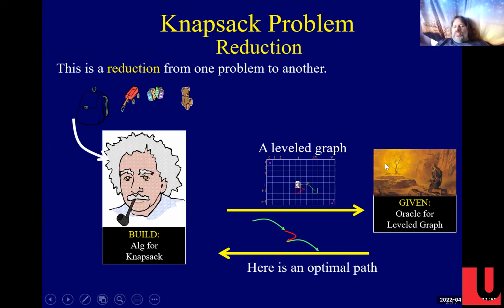Now, we don't care how she does it. That's not our problem. What do we do with that path? Well, that tells us which objects to put in our knapsack. And since there's a one-to-one mapping between solutions to this problem and solutions to this problem, and their costs are the same, if she gives us the optimal path, that will give us the optimal way of filling the knapsack. Does that make sense?